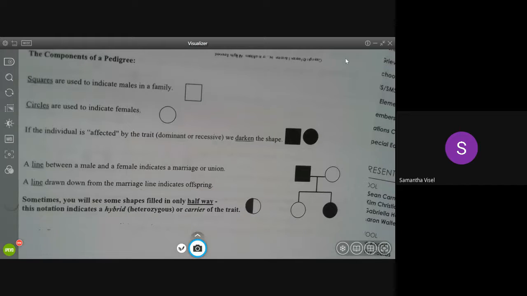You will also see every now and then a circle that is halfway colored. In some pedigrees, this represents a hybrid or heterozygous genotype, somebody that carries the trait but doesn't display it. They don't have the trait themselves. They're just carriers of it that they could pass on to an offspring.